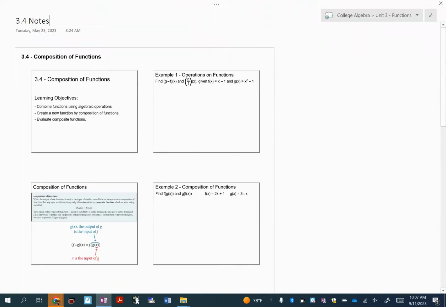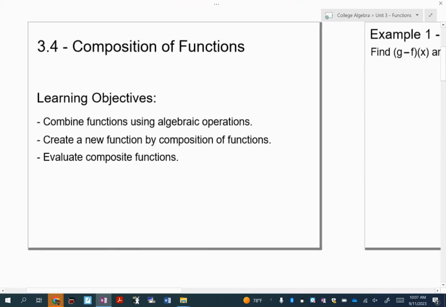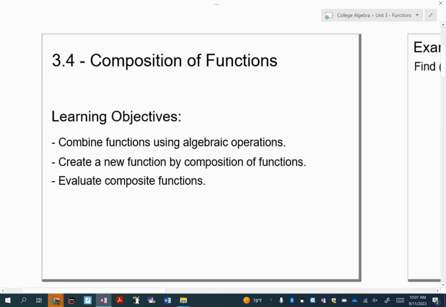In this video, I'm going to go over composition of functions. Now, this is probably one of the more challenging lessons that we'll have for this entire unit, just because it can be a little difficult to get your brain to wrap around the idea of composing one function into another.